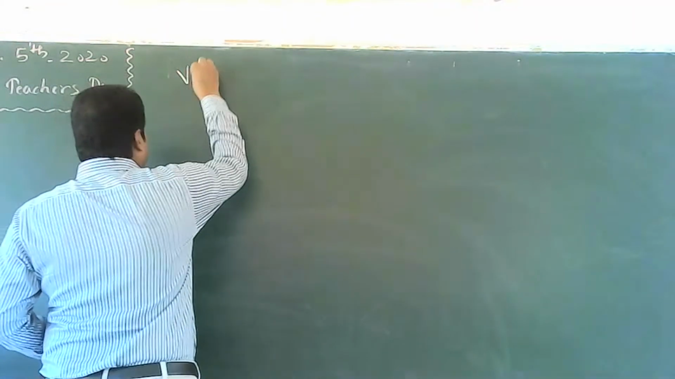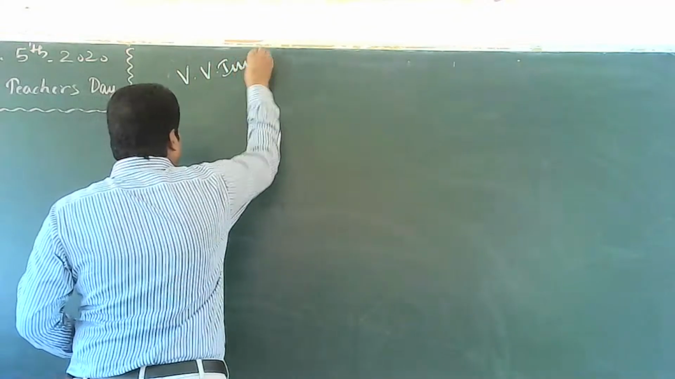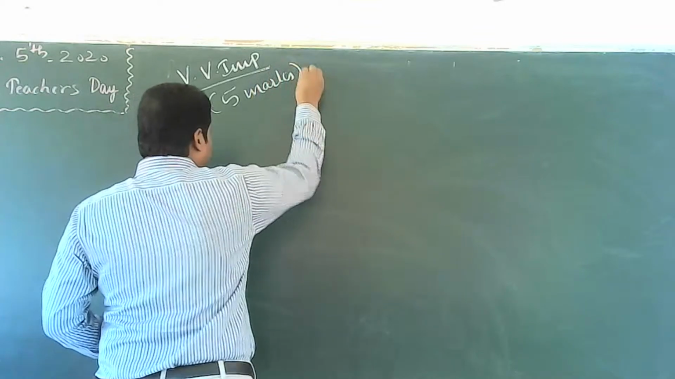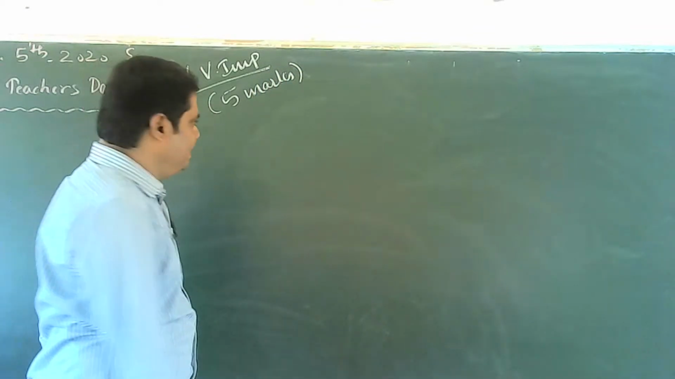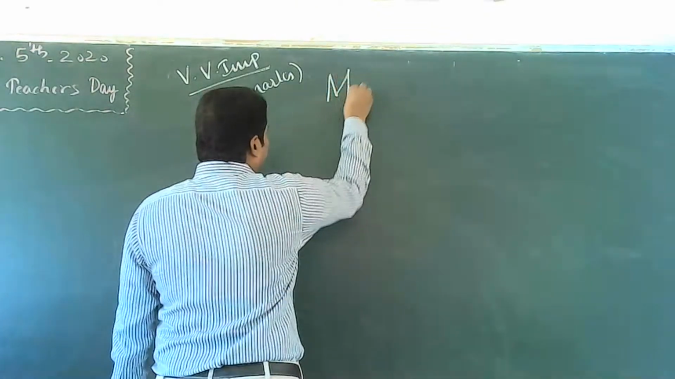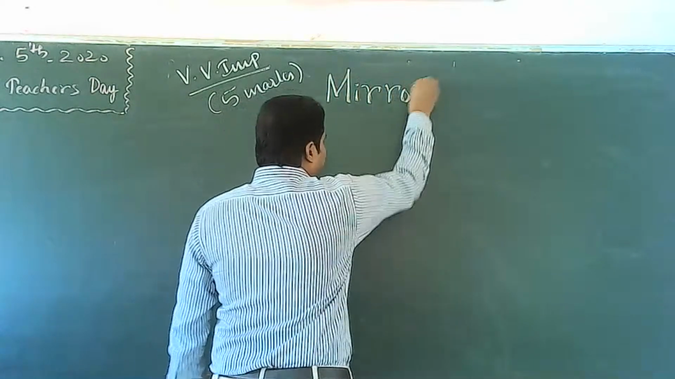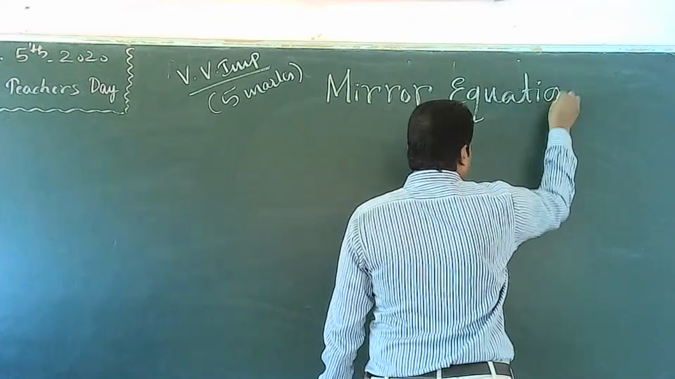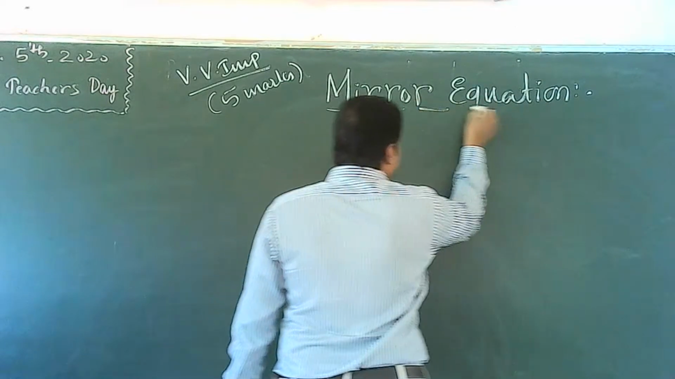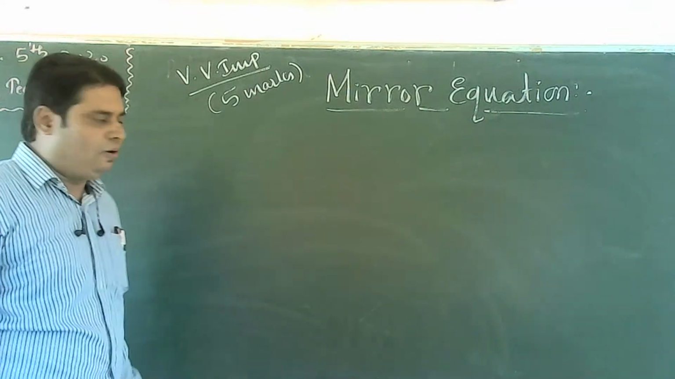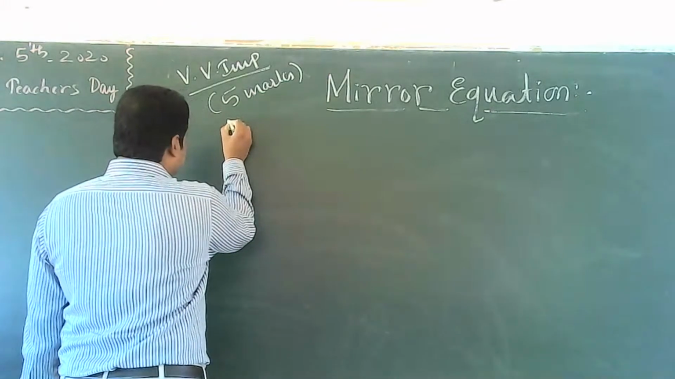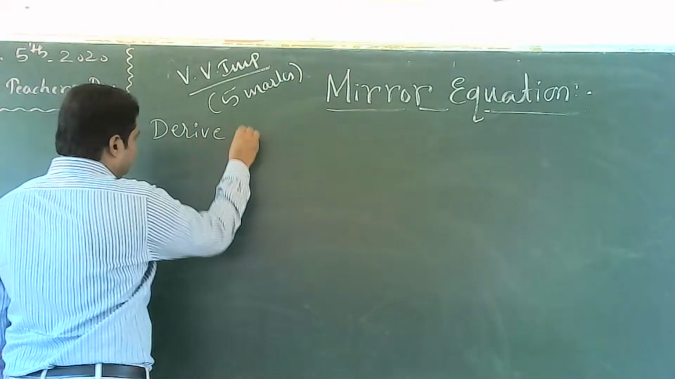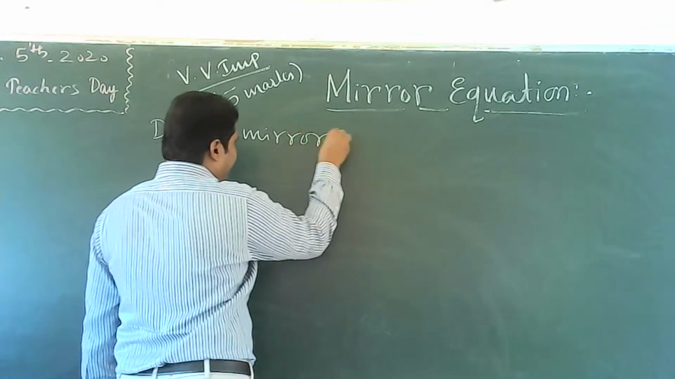The concept is called, let me write, very, very important, 5 marks. The name of the concept is mirror equation, or it's also called what? Derive the mirror equation.